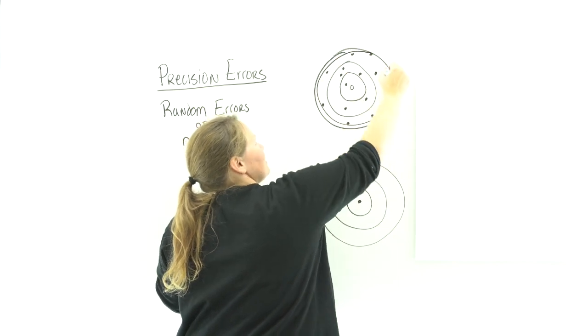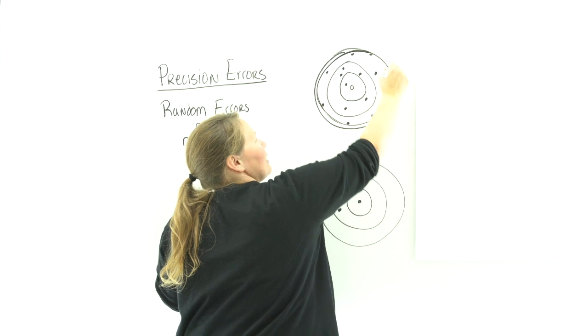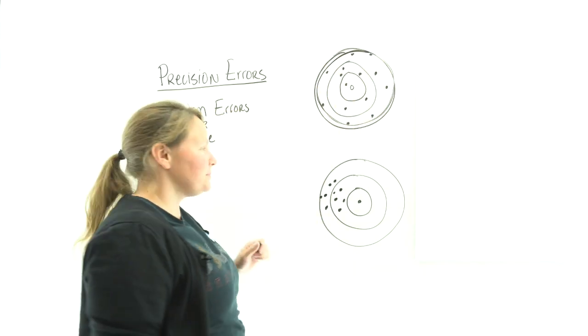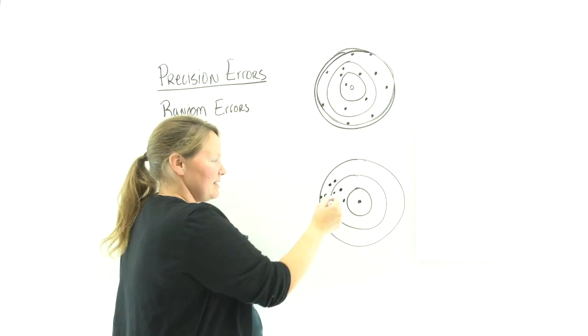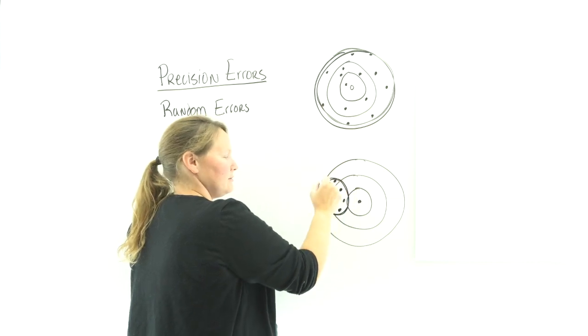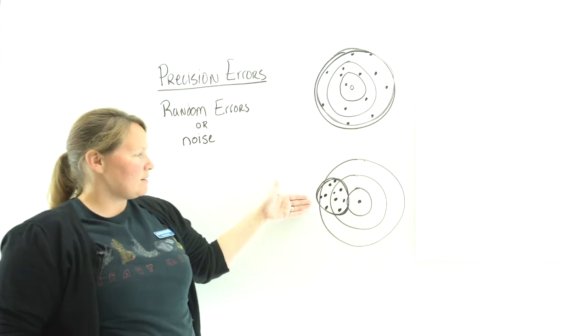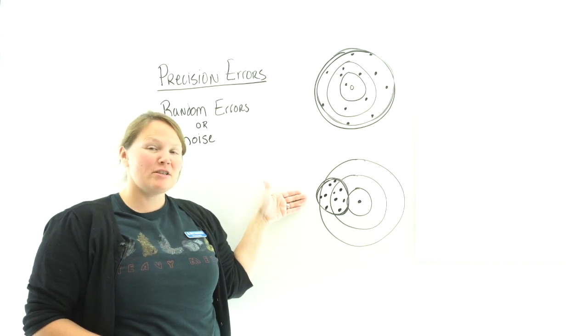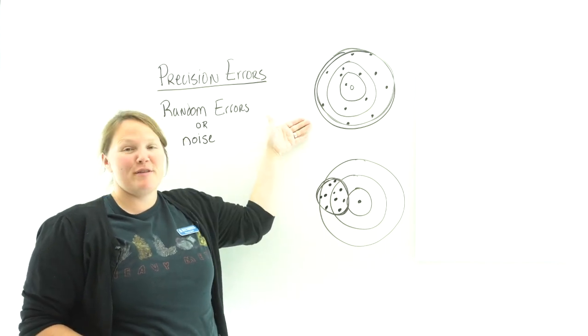If you were to draw a circle around the outermost shots. Here's another example. It's a much smaller circle. So we can see that this person is a much more precise shooter than this person.